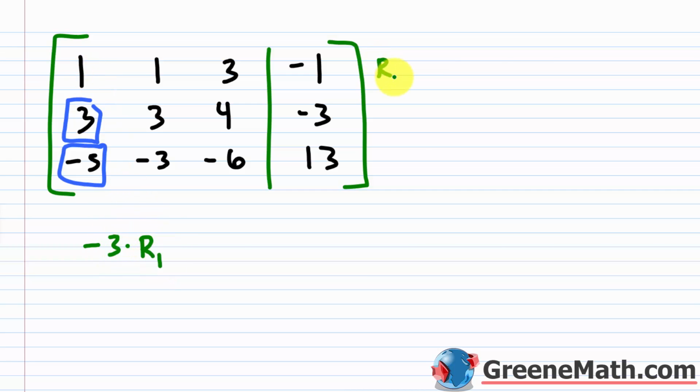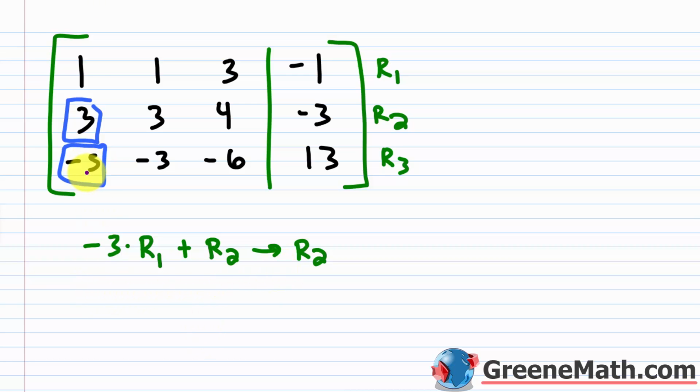And let me just label these real quick. So this is row 1, row 2, and row 3. So -3 is going to be multiplied by row 1, and then I'm going to add it to row 2, and that's what I'm going to replace row 2 with. Okay, so that's what that notation means. And then let me do this one too, real quick. We can do 2 at once.